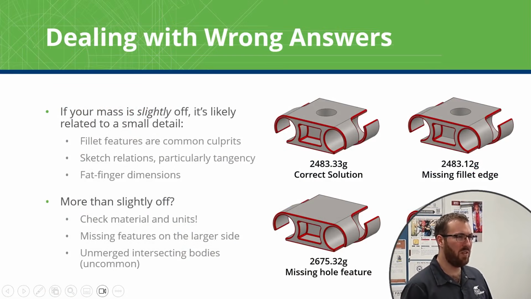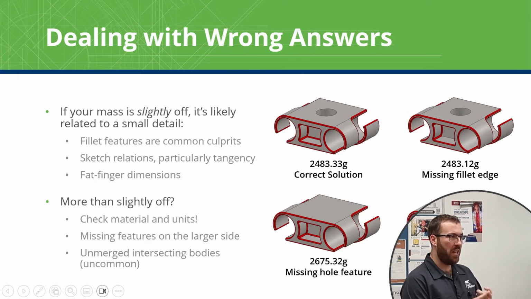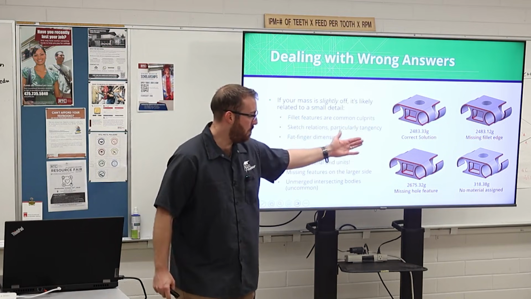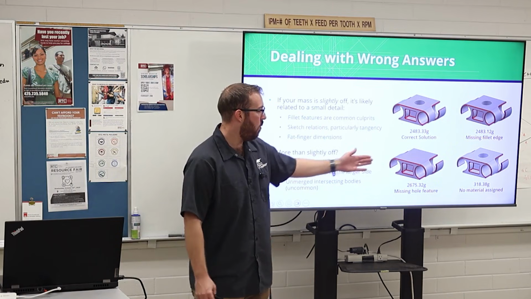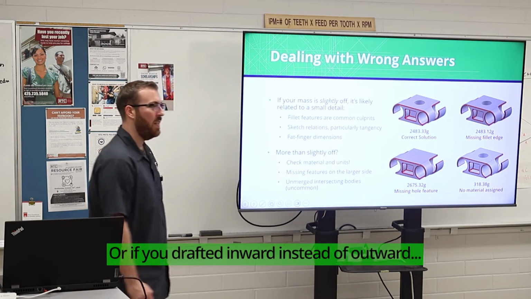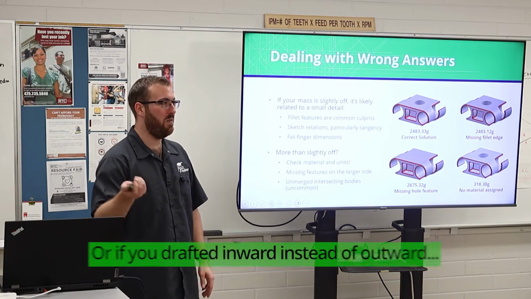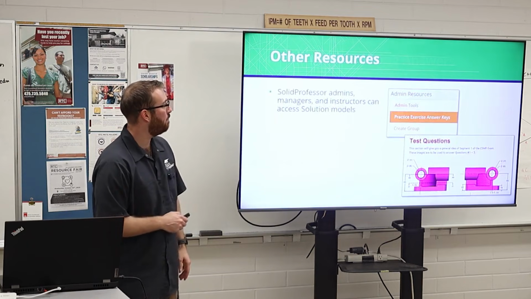I think it's like a 1% threshold for the tolerance. Anyway, it's something you want to look out for, and those issues can cascade as well. If it's more than slightly off, A, check your material and units. B, look for missing features that are on the larger side. If you miss the whole feature, for example, it's possible, right? But that's going to be a sizable mass difference. Or if you had no material assigned, there's a huge difference in mass. You drafted inward instead of outward or something. Right, right. That is something that I forgot to mention. I forgot to review the pocket feature, but it's just the checkbox with the extrude option on.